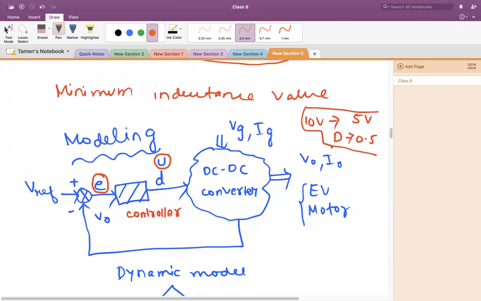This is our objective. So now the controller will change the U, the control input, and based upon U, the duty cycle will change and we'll get the actual voltage, that is the required voltage.